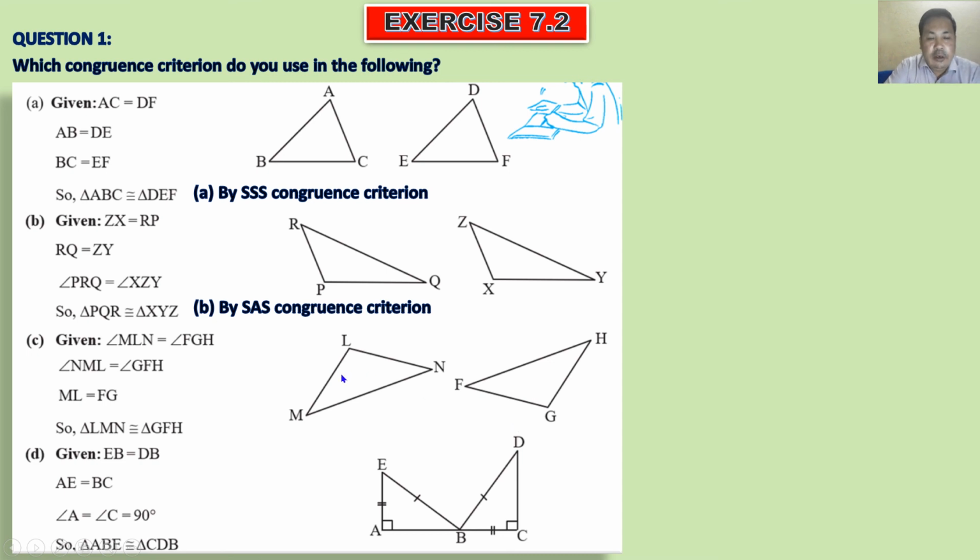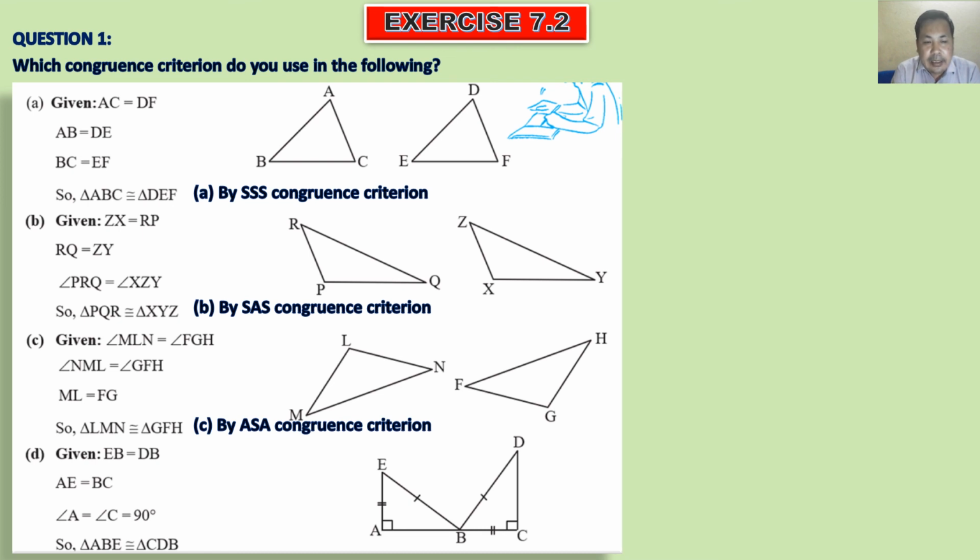So if one included side and two angles are found to be equal, the triangles are congruent. Therefore triangle LMN is congruent to triangle GFH. By what criterion can we prove it? It is by the ASA congruency criterion, which means angle side angle. Understand?